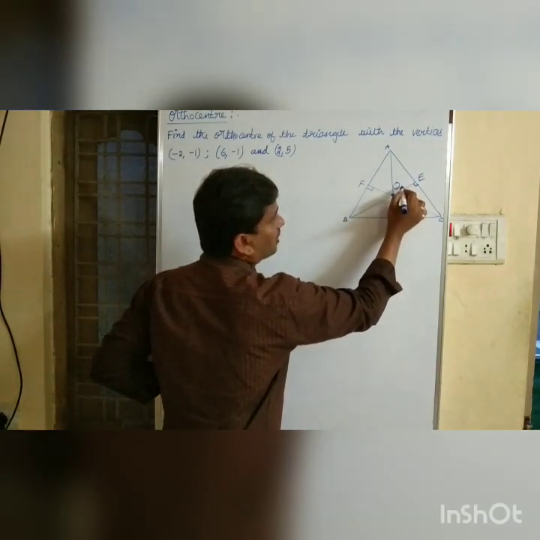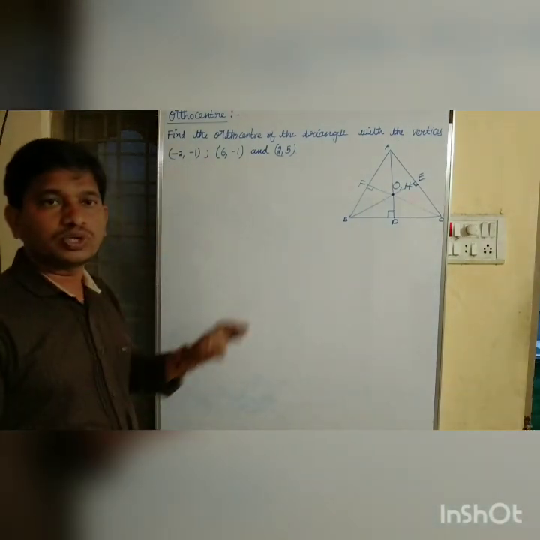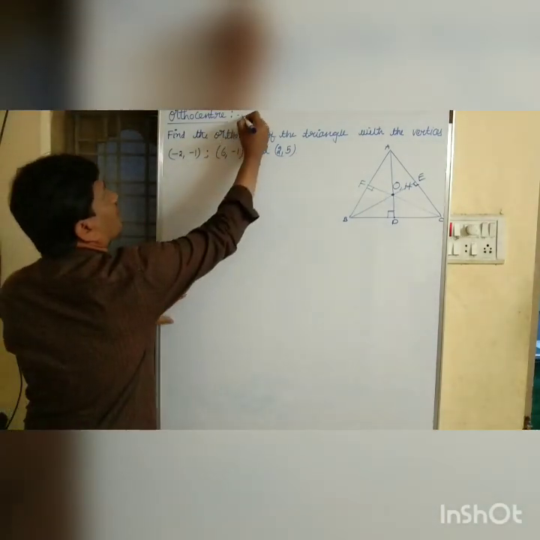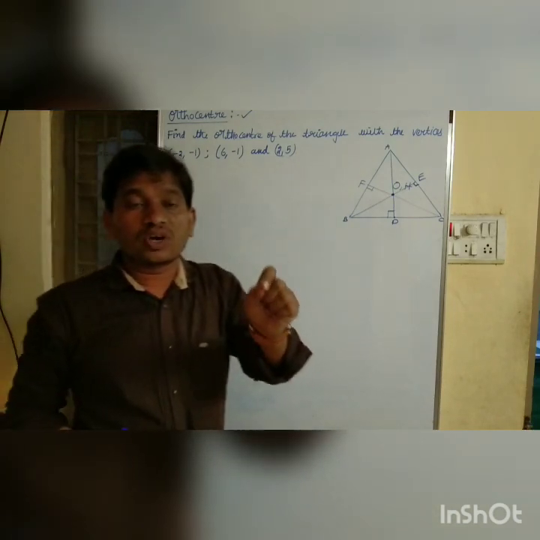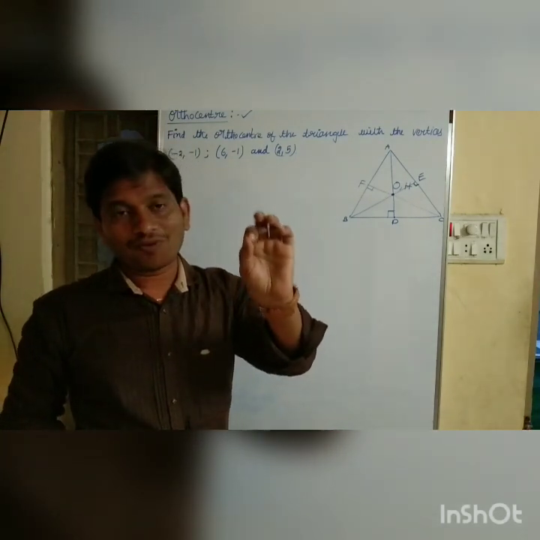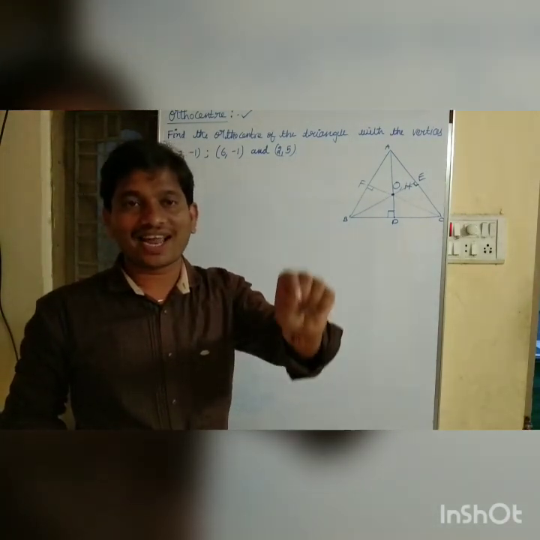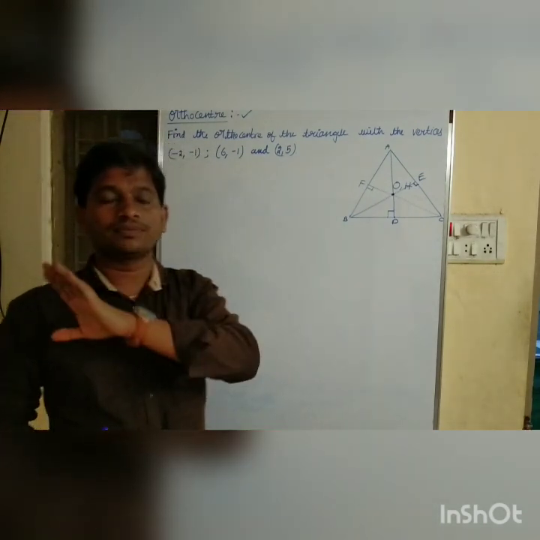We can represent it with the letter either O or the letter H. Students, did you understand what we mean by orthocenter? The point of concurrence of the altitudes of a triangle is known as the orthocenter of a triangle.